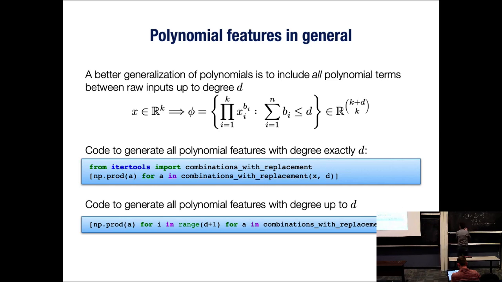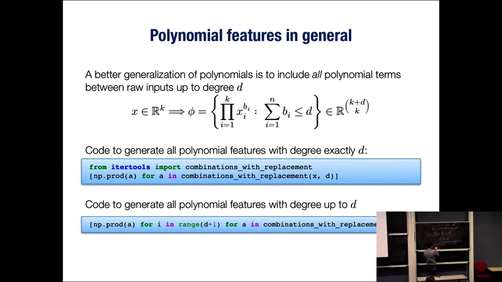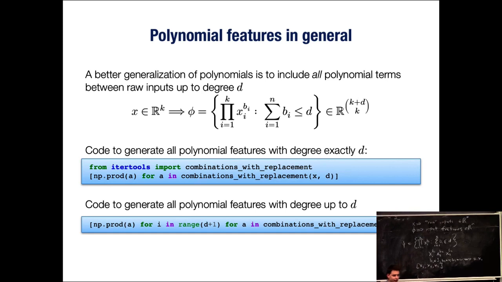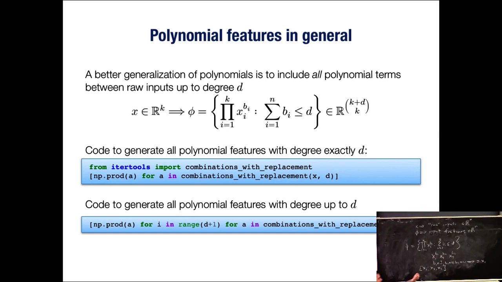So essentially, if my first entry here is conceptually a list which has x1, x2, and x3, then combinations with replacement would select all elements where I select x1 d times, x1 d minus 1 times and x2 1 time, all possible combinations of those things. Then I take those tuples and compute their product. And their product is going to be the actual set of polynomials of degree exactly d.